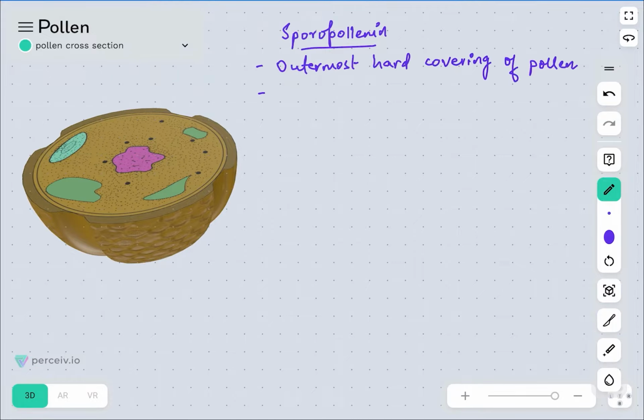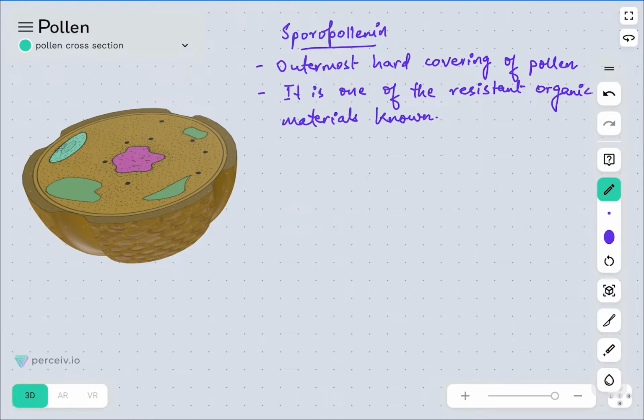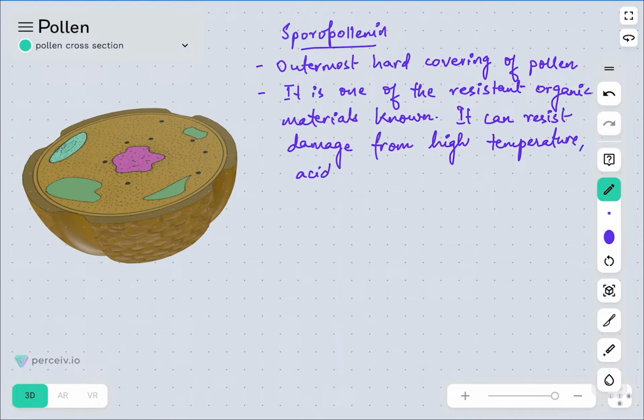Now, sporopollenin is considered one of the most resistant organic materials known. It is so tough that it resists damage from high temperature, acids, alkalis, or any other enzymes. It is very surprising to know that no enzyme has been found that can actually degrade sporopollenin.